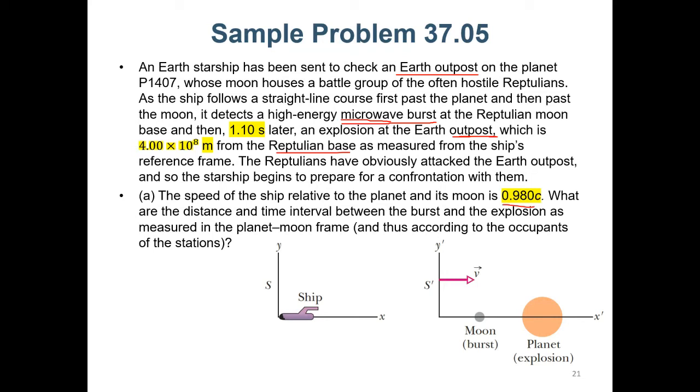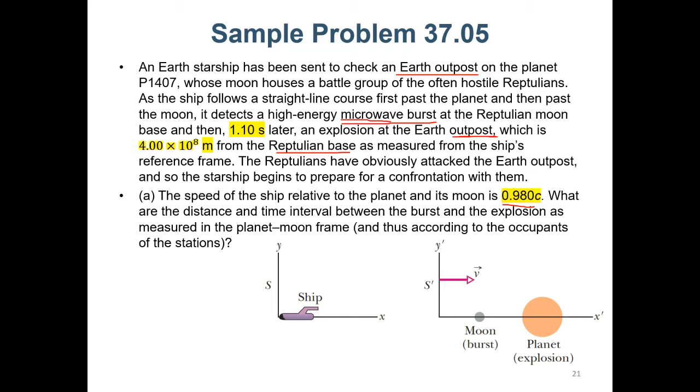What are the distance and time between the burst and the explosion as measured in the planet-moon frame by the occupants of the station? Which means that the guy is on the ship, which is leaving the planet and the moon, and he feels that there are some bursts, which means that some of the ship try to attack the outpost, and then 1.1 seconds later, he finds that the outpost explodes.